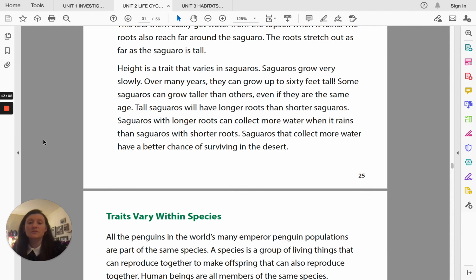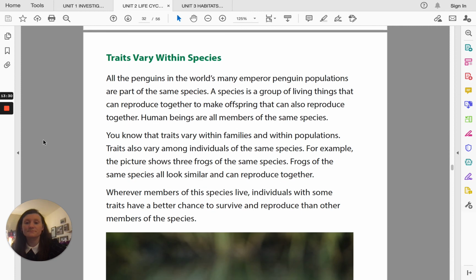Some saguaros can grow taller than others, even if they are the same age. Tall saguaros will have longer roots than shorter saguaros. Saguaros with long roots can collect more water when it rains than saguaros with shorter roots. Saguaros that collect more water have a better chance of surviving in the desert.